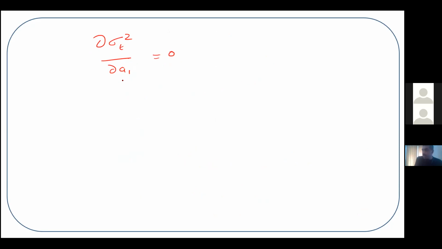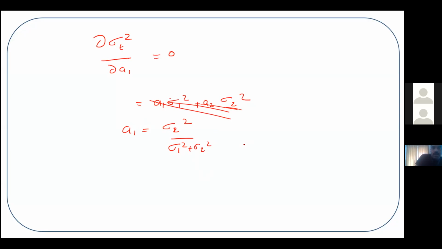And finally, when we do this differentiation, we are going to get A1 sigma 1 square plus A2 sigma 2 square. Or maybe I'll write the final form of this. I'll just cut this off. So A1, we can find out, A1 is sigma 2 square divided by sigma 1 square plus sigma 2 square, and A2 is sigma 1 square divided by sigma 1 square plus sigma 2 square. Okay, so that's what we got.